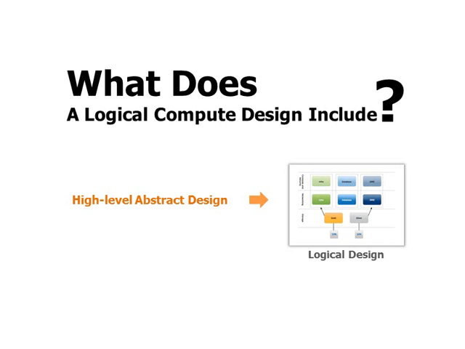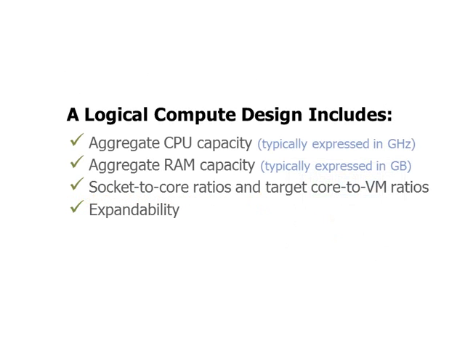And therefore, in the logical compute design, you're simply going to be specifying things like aggregate CPU capacity, which you would typically express in gigahertz, aggregate RAM capacity, like you would specify typically in gigabytes or perhaps even terabytes, your socket to core ratios and target core to VM ratios, and some description of the expandability of the logical compute design.